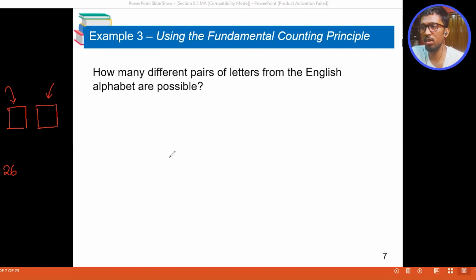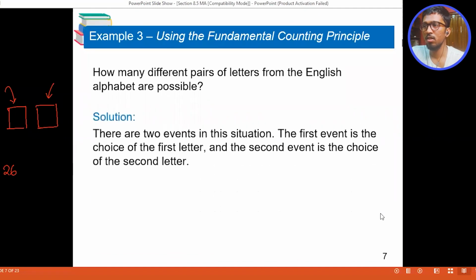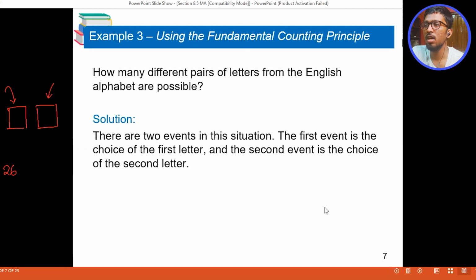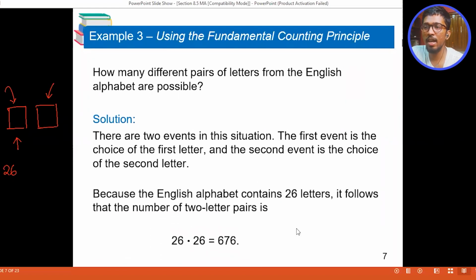Let me talk about the answer. For the solution, there are 2 events in this situation. The first event is the choice of the first letter, and the second event is the choice of the second letter. Now, if I ask you, how many ways can I choose one letter for the first position?